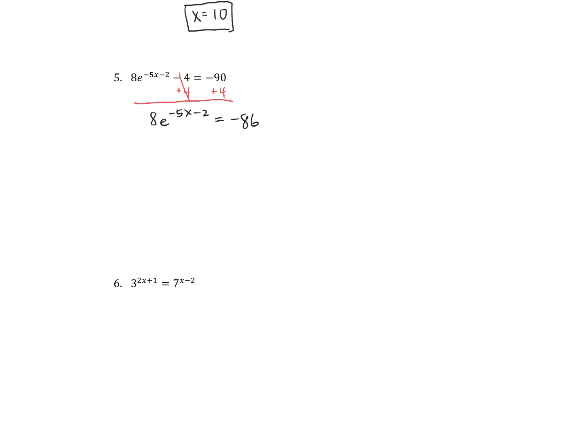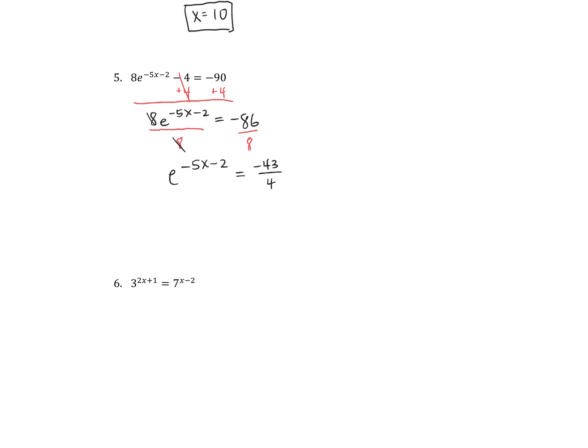Again, I'm trying to get the e raised to the power by itself. So I want to get rid of this 8. So since it's multiplication, I'm going to divide. Okay, so that'll give me e to the negative 5x minus 2 is equal to, well, this would reduce to, let's see, negative 43 over 4. And now you can see that I have the e to a power by itself and then just a number on the right. So this is when you want to change to logarithmic form.